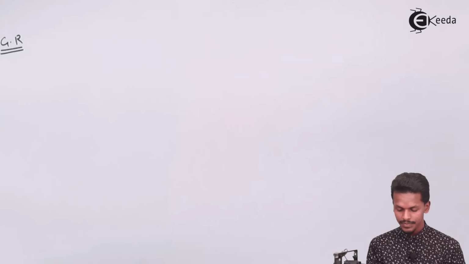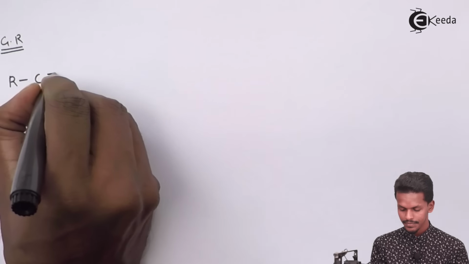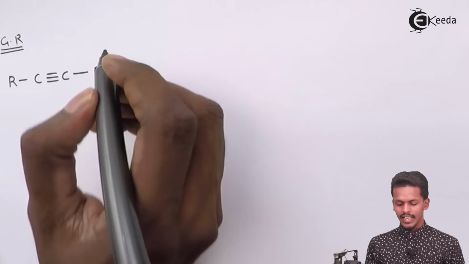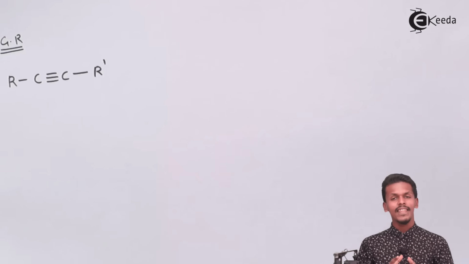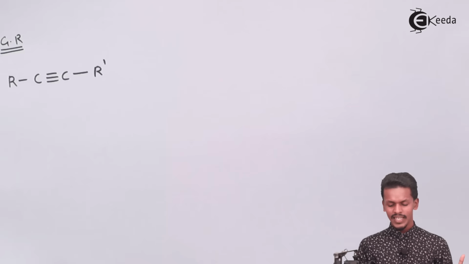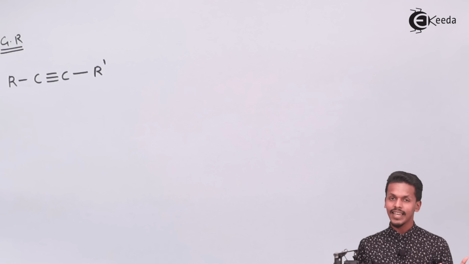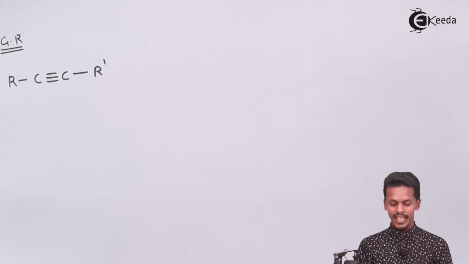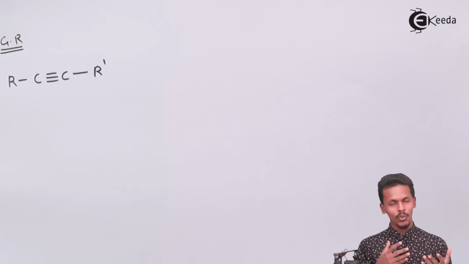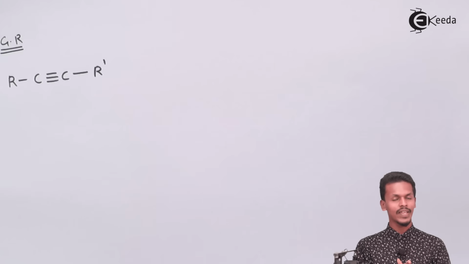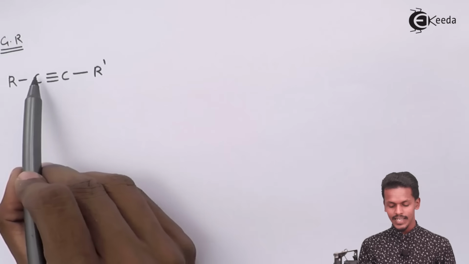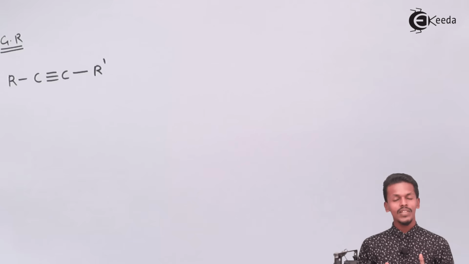I'm writing the general reaction. This is a general representation of an alkyne, not the general molecular formula that we know. In this case, these two are alkyl groups that can be the same as well as different, and moreover they can also be hydrogen. Both can be hydrogen, or only one of them can be hydrogen. We'll go with an example also. So this is the general representation of an alkyne, in which you could see there is at least one carbon-carbon triple bond. Therefore this is an alkyne.